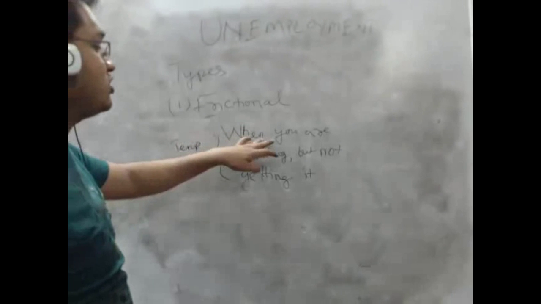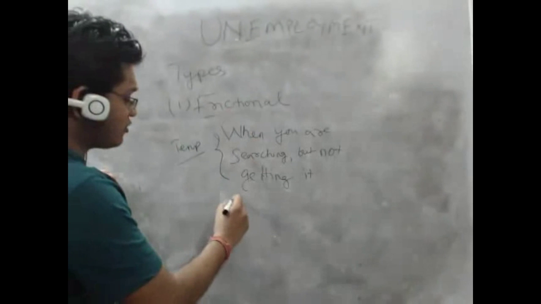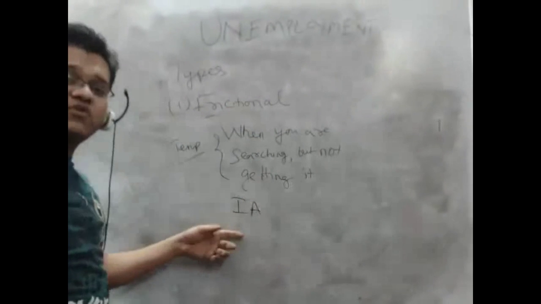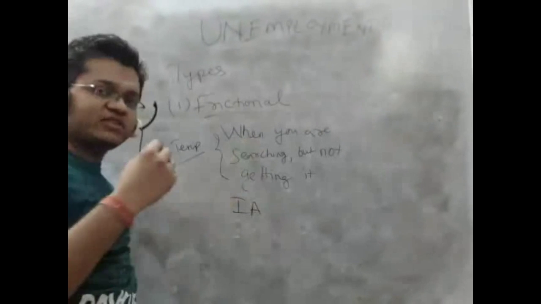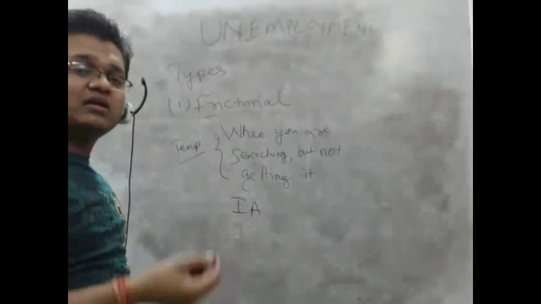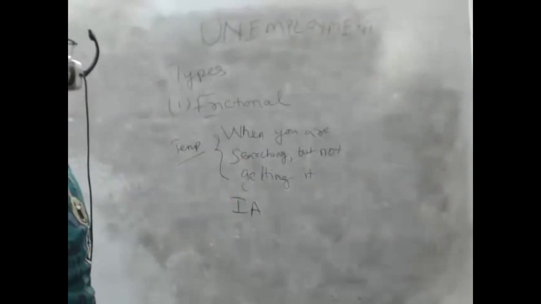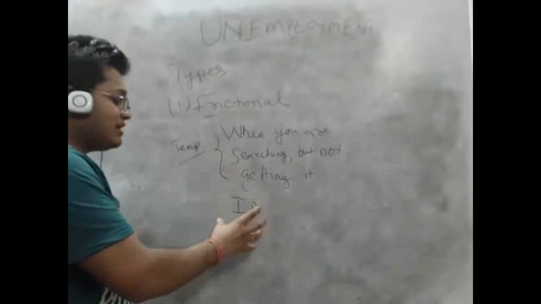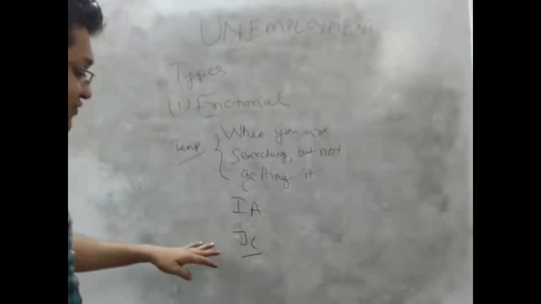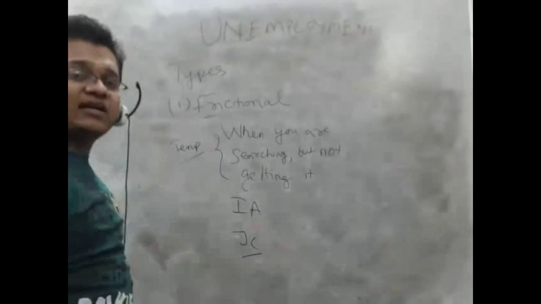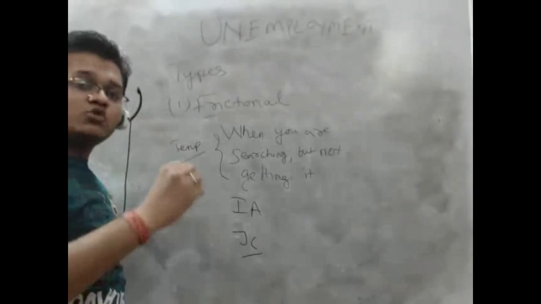When will this situation arise when you are searching but you are not getting it? This situation arises when there is information asymmetry. What do I mean by information asymmetry? I mean that you may not have the proper information about in which company a job is available, and the employer may not have the proper information about who is ready to work. So this is temporary in nature. For example, take a job change. Suppose you have currently left your job, and within some time you will find another job. But in between the period when you left one company and you are joining another company, you are actively looking for a job.